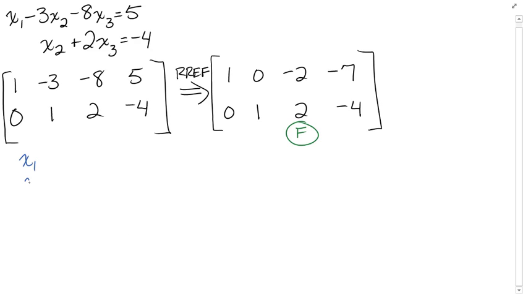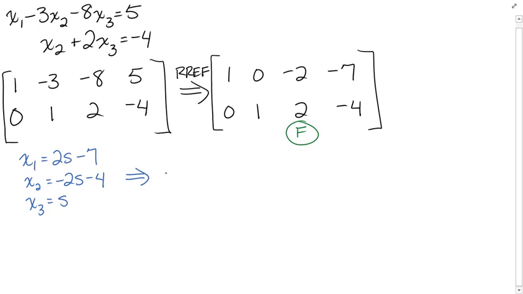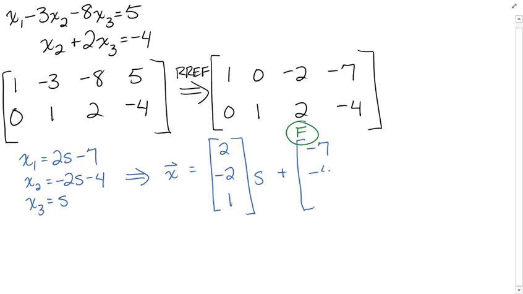So we're going to have x sub 3 be our parameter. X sub 2, or well, let's start at the top. X sub 1, working from this row right there, is going to give us 2s minus 7. And then x sub 2 is going to be negative 2s minus 4. So there's our solutions. If we put it in parametric form, it's going to look like this: 2, negative 2, 1, s, plus. We'll just generally connect that with a plus, like this.